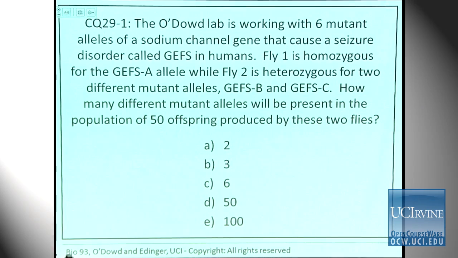Nice question. Yes? For B and C, it signifies that those are mutant alleles. Yes. It signifies that that's a mutant allele. I see. Well, so the question was, how do you know it is mutant? I probably think it would be better to say the GEFS-A mutant allele, but it does say I was heterozygous for two different mutant alleles, so different mutants from A.